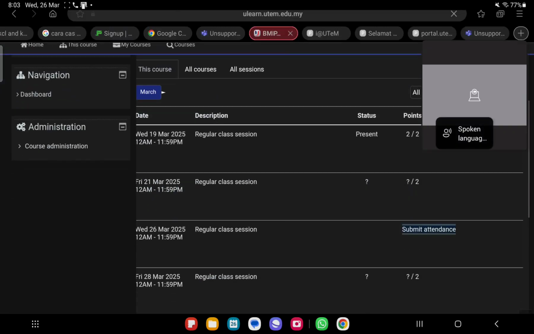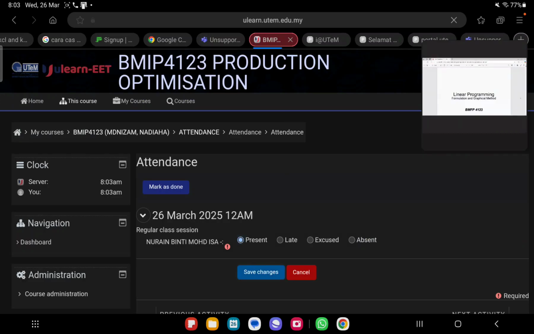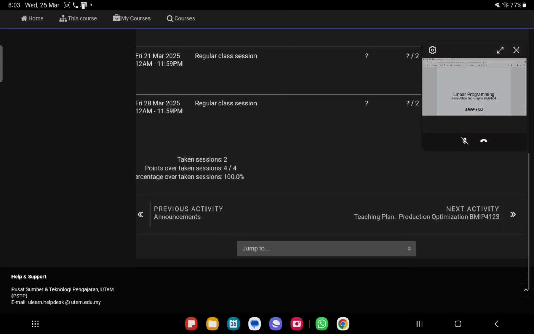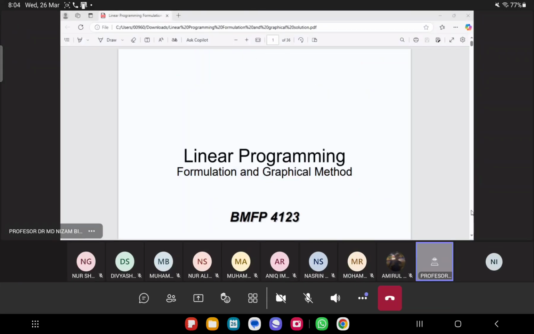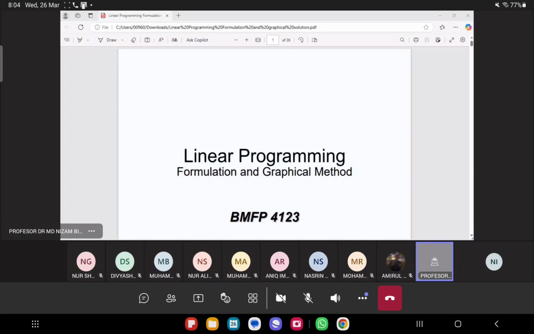So as I mentioned just now, we're going to start our first topic on engineering or production optimizations, and the first topic is linear programming. And for this particular class, we're going to look at the formulations of linear programming, meaning how to develop a mathematical model to represent the situations and case studies, and then from there we're going to look at how to solve it. So for this lecture, we're going to concentrate on how to develop a model.